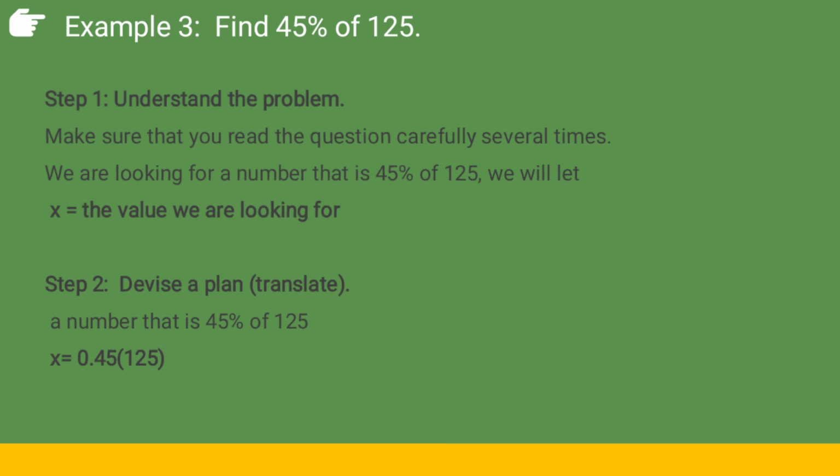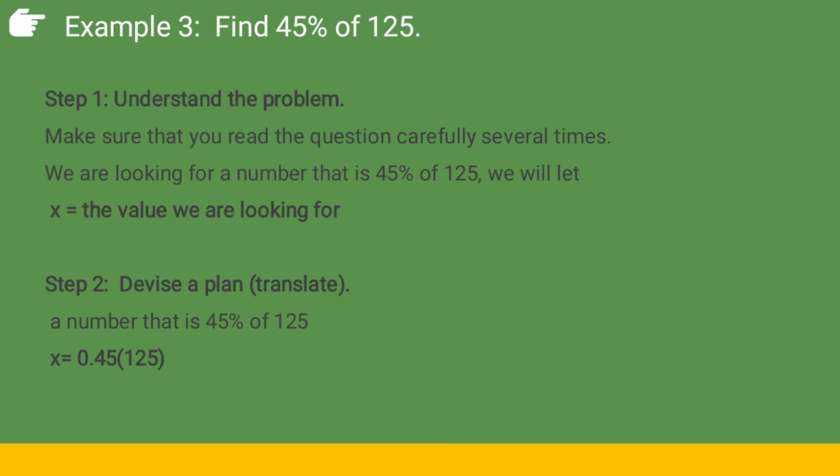Alright, now we'll discuss the third example. It's very easy. Find 45% of 125. Step 1, or the first principle, we need to understand the problem. Make sure that you read the question carefully several times. We are looking for a number that is 45% of 125. So we will let x be the value that we are looking for.